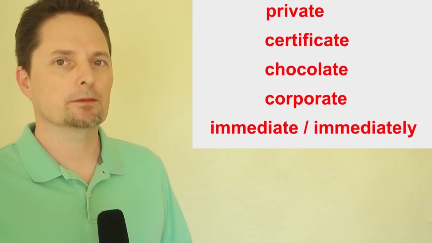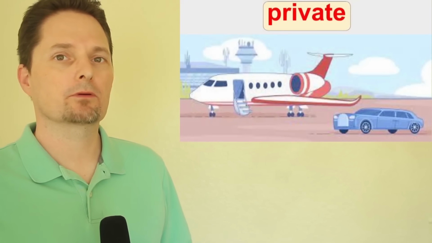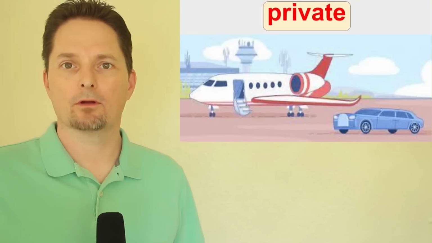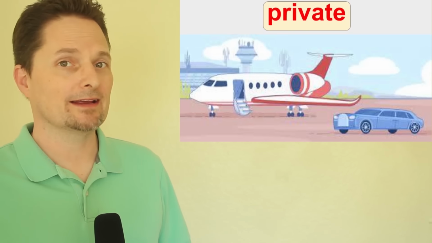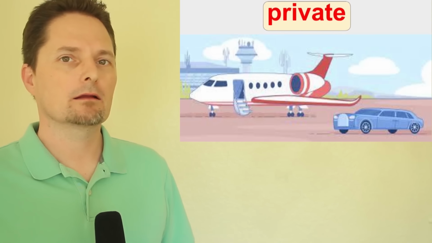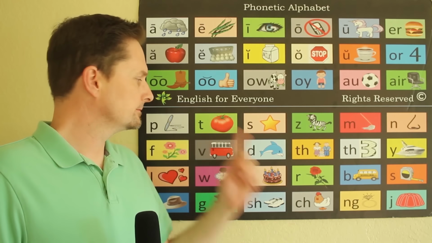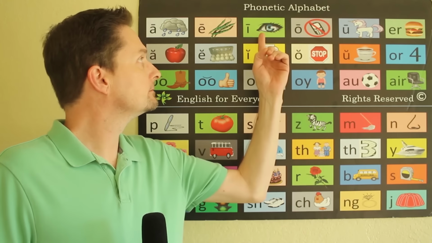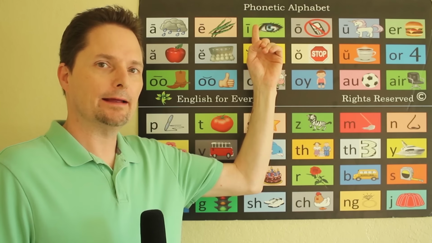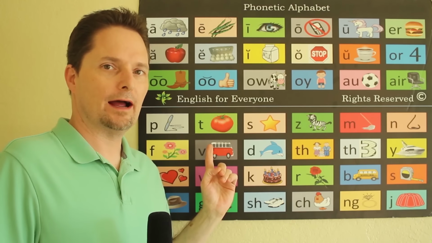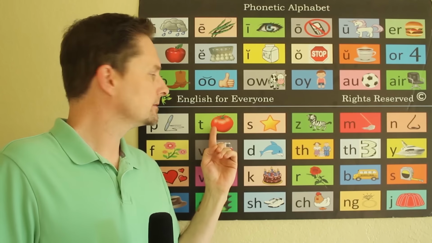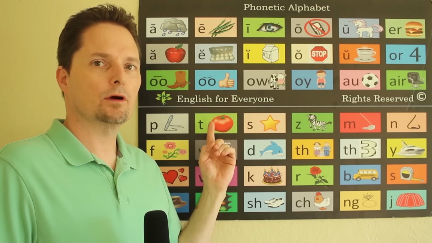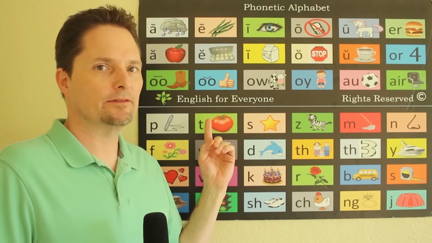Let's take a closer look at the pronunciation. Our first word is private. Only for some people, not for everybody. It's private. We don't say it with the long A, we pronounce it with the short sound. Let's take a closer look at the pronunciation. Private. P. Pri. V. Priv. T. Private. Use a stop T.